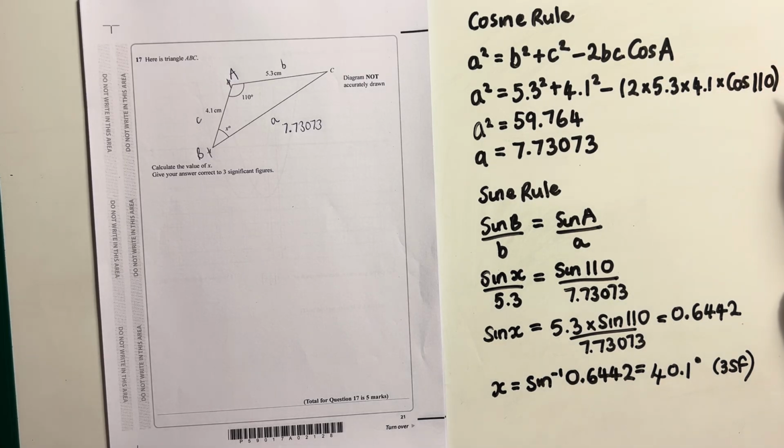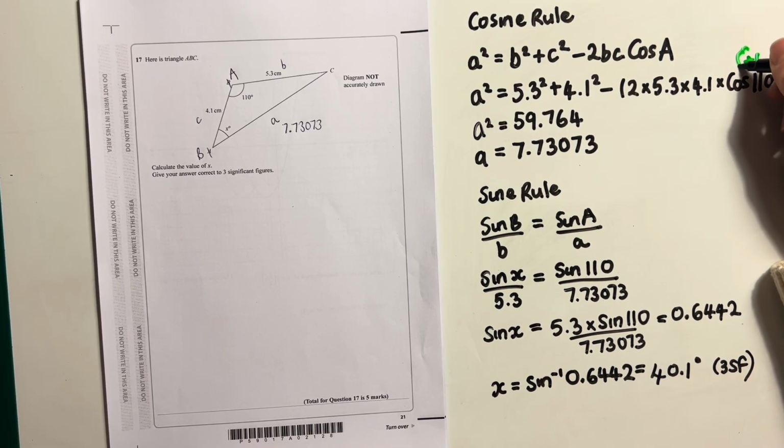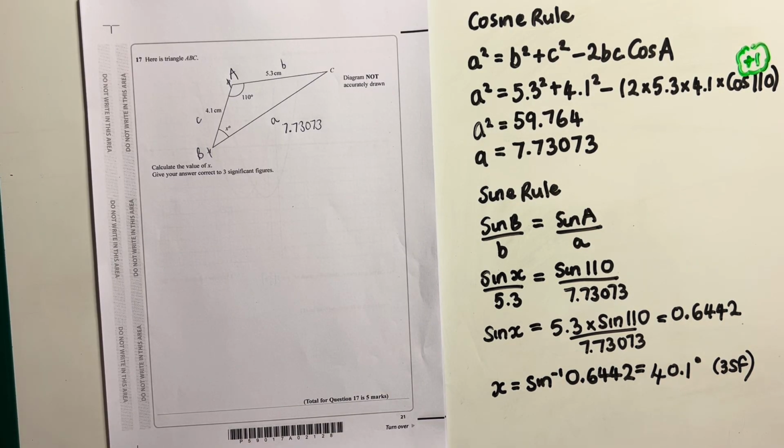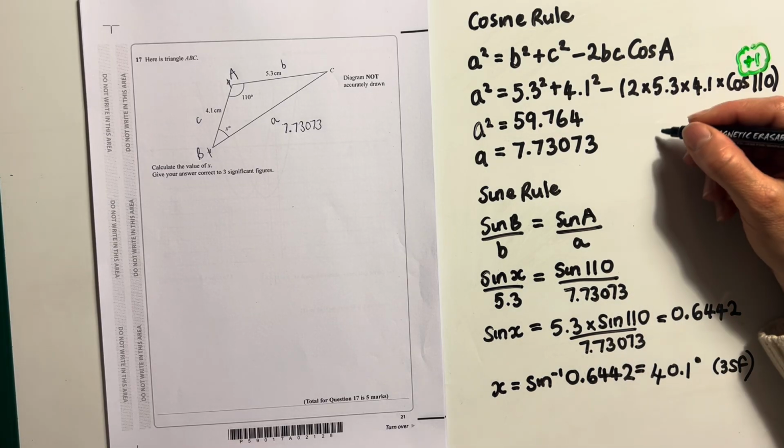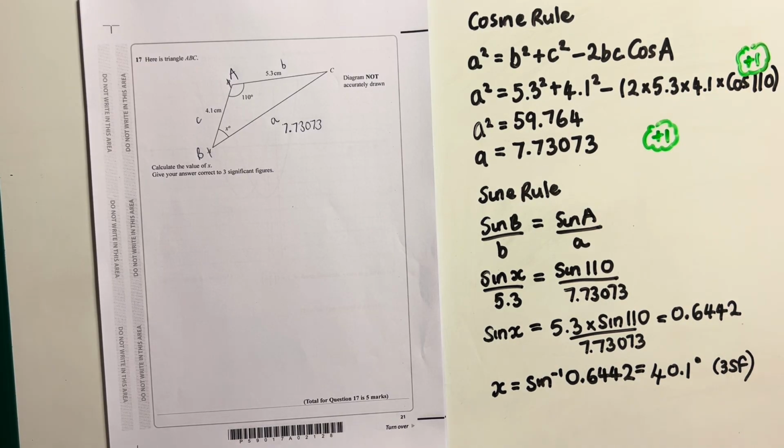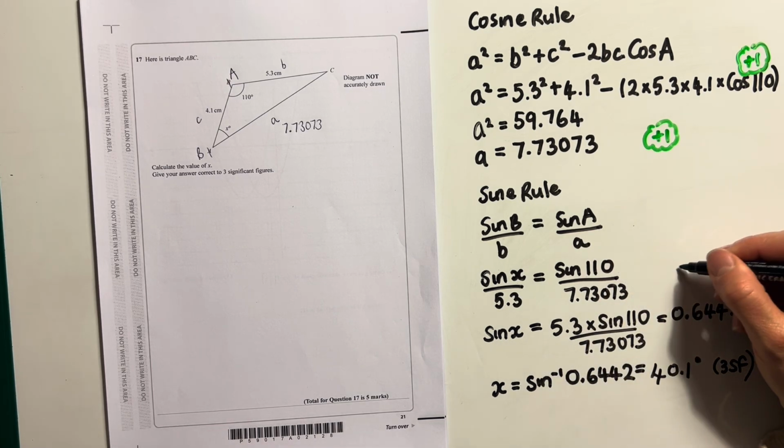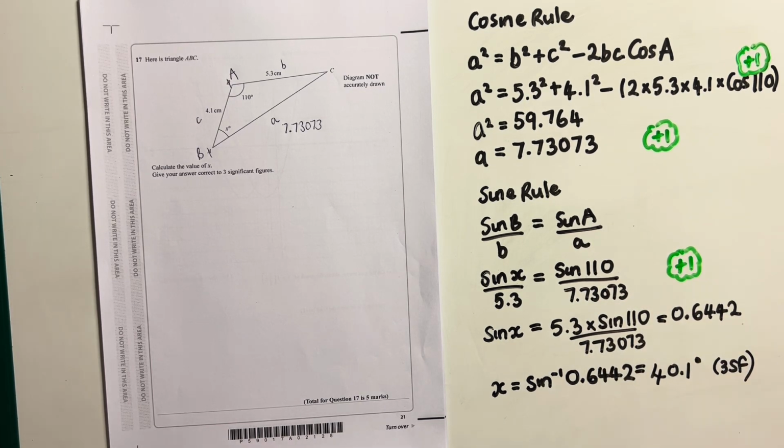So the first mark is for the correct use of the cosine rule. And then your second mark is for finding your value of a. And then your third mark is for the correct use of the sine rule. And the fourth mark is for finding out what sine of the angle is. And your final mark is for finding your answer to 3 significant figures.